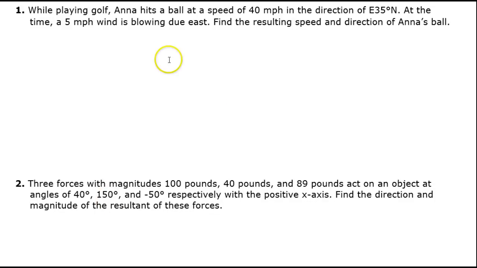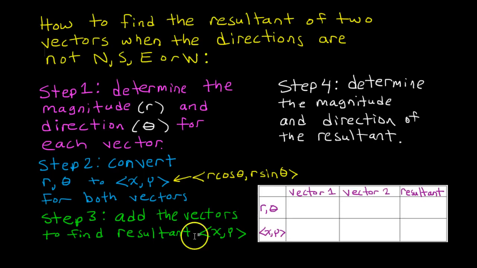In this video, I will show you how to find the resultant vector when two vectors are acting together, even when the direction of the vectors are not just north, south, east, or west. Now, the way my brain works, I like to have a system for everything, and this is no exception. So these notes will guide us as we find the resultant vector.